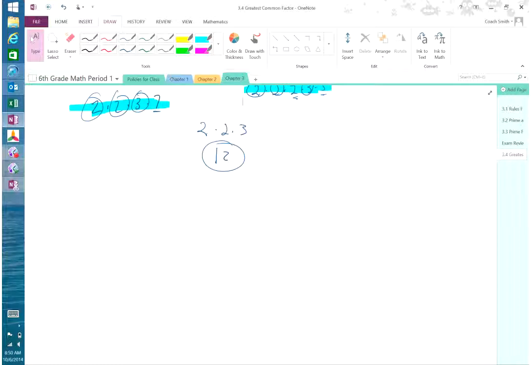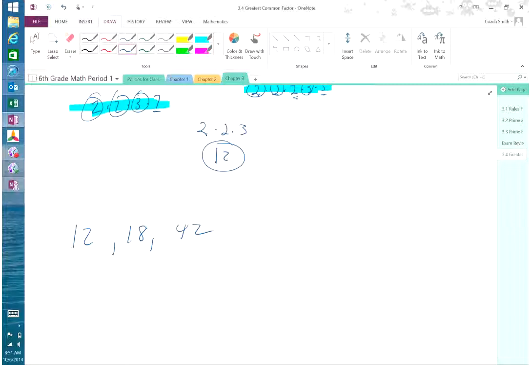For example, 12, 18, and 42. Let me ask you this: what is the largest number that could be the GCF of those numbers? 12 is correct, because could 18 be a factor of 12? 18 times what would give you 12? Nothing. Could 42 be a factor of 12? No. So 12 is the largest number that I could have for the GCF of those three numbers.